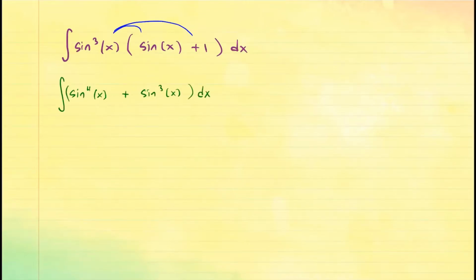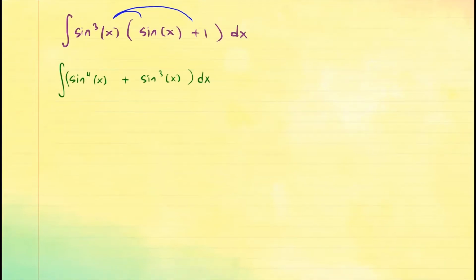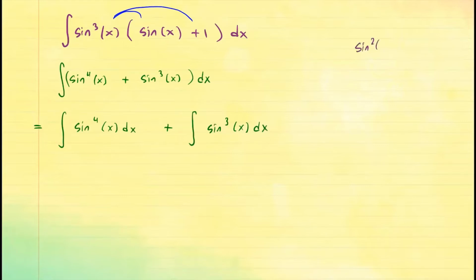All right, so once we have done that, I'm going to separate this into two separate integrals. So this is the integral of sine fourth x dx plus the integral of sine cubed x dx. Now for the even power one, we're going to use the identity. So this is the identity we're going to be using: sine squared of x is equal to 1/2 times (1 minus cosine of 2x). That's going to be the identity I'm using for the even power.